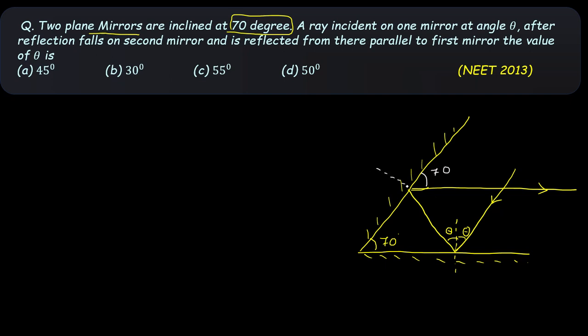Now if I draw the normal at this point of reflection, this angle will also be 70. So 70, 70, 70. Well, in this triangle, this angle 70, this angle 70, makes 140. Therefore this angle will be 180 minus 140, which is equal to 40. Therefore this angle theta will be equal to 90 minus 40, which is equal to 50. So the answer is option D. I hope this is clear. Let's move on.